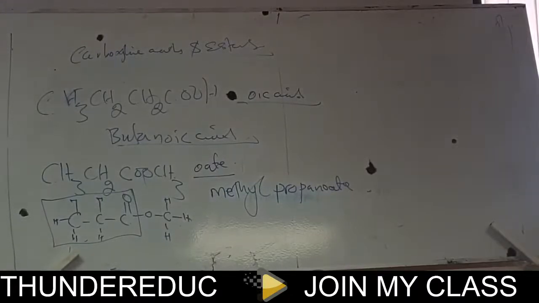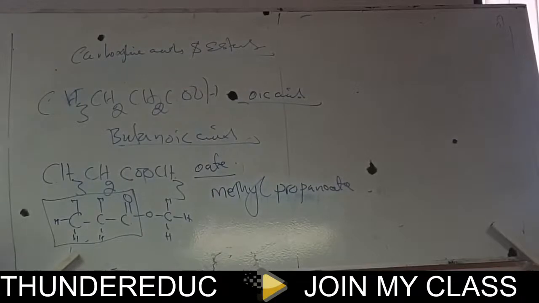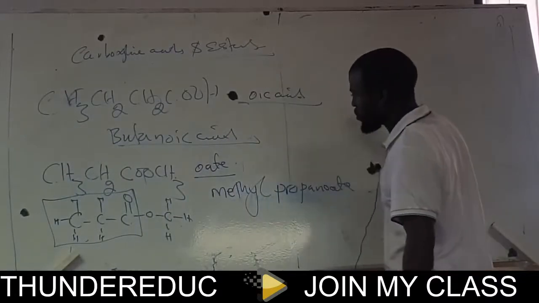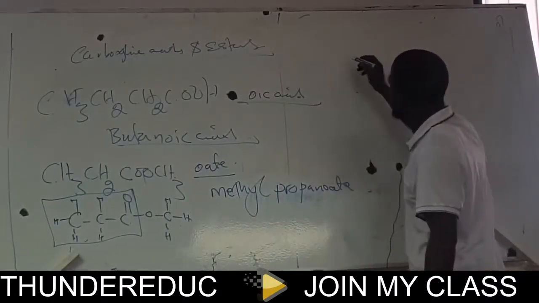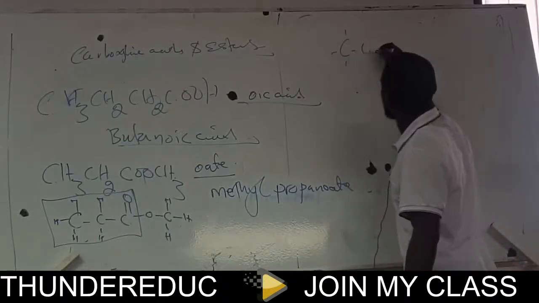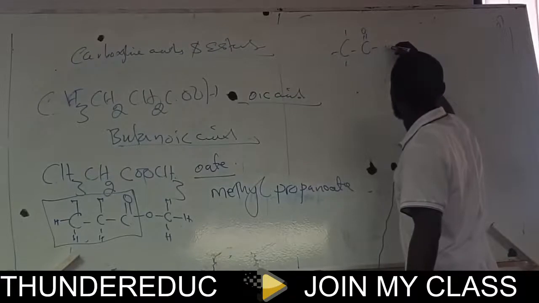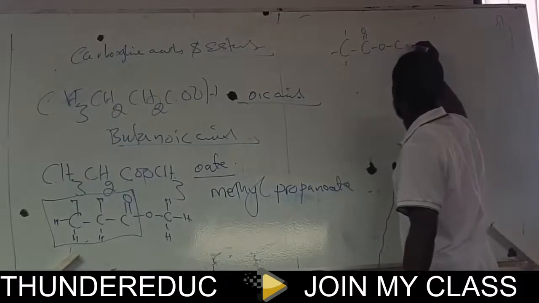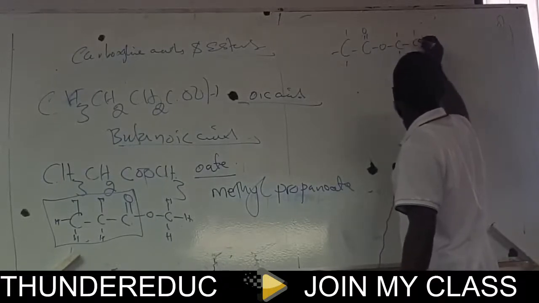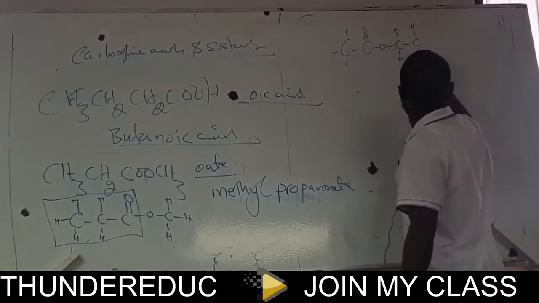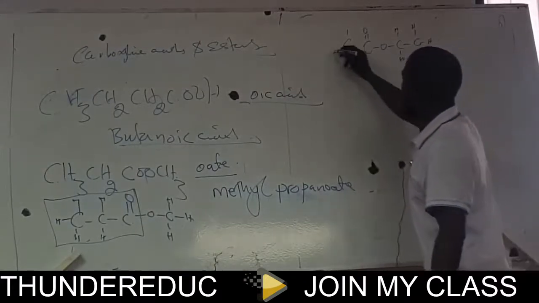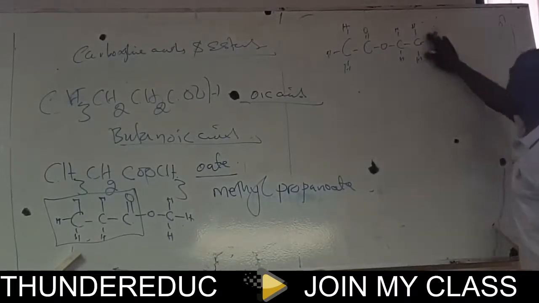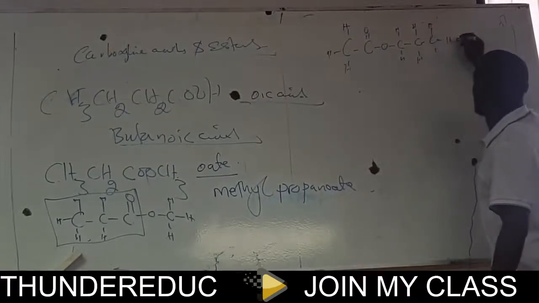What if you look at it as if it is the same, but it's not the same? What if it's like this? CH. How do I label that? How do I name it? Which one is the main chain and which one is the side group? Let me even add another one. So it comes to either side. So the main chain.